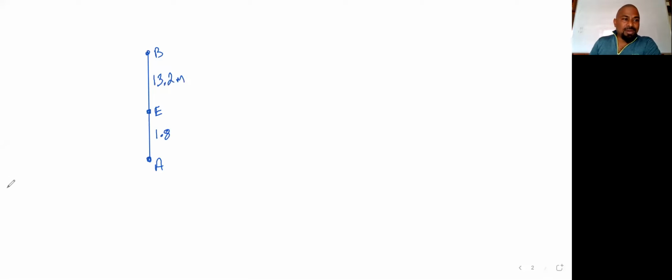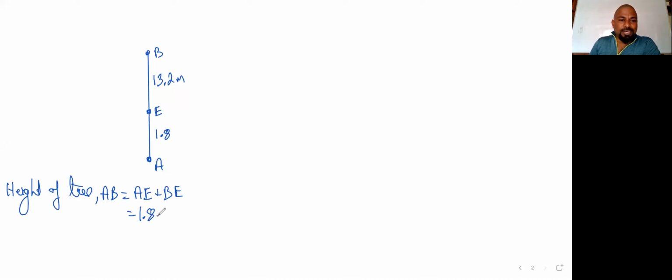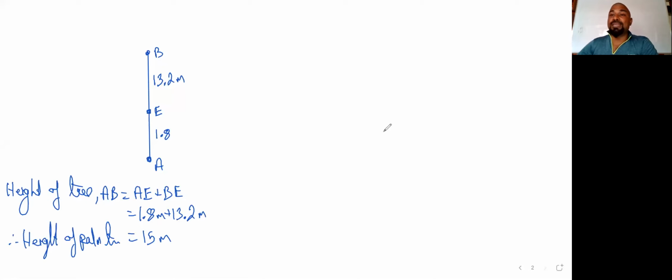Now let us calculate. The height of the tree, which according to labeling is AB, broke into two parts. That is AE plus BE, which is 1.8 meters plus 13.2 meters, which is 15 meters. So the height of the palm tree, we got it as 15 meters. That is the conclusion of what we have done.